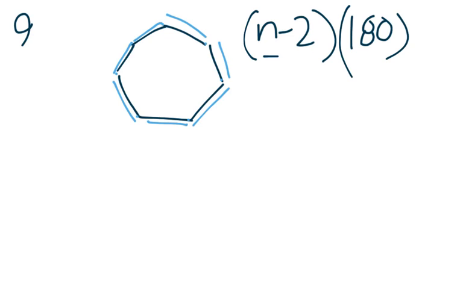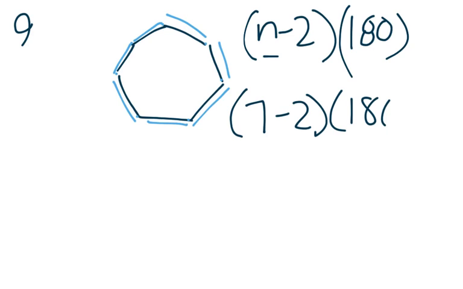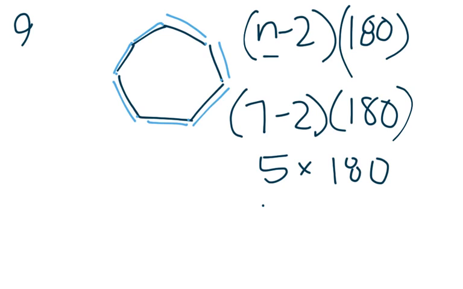So that means instead of n, we are going to say 7 minus 2 times 180. And 7 minus 2 is 5, so we are going to multiply 5 times 180, and that is, let's see, 5 times 8 is 40, so that is 500, no, sorry, just kidding, 900 degrees.